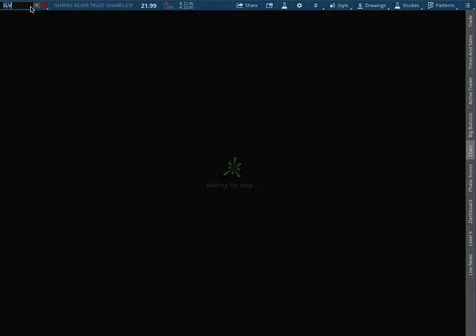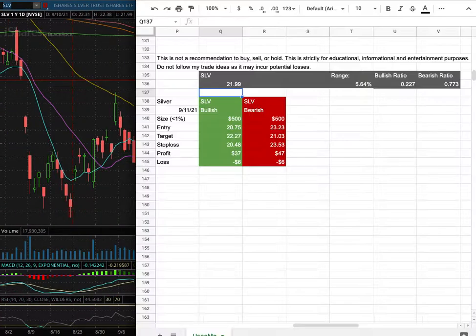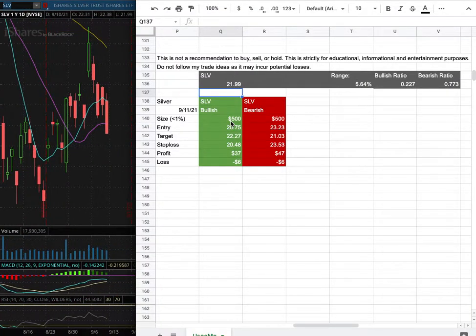As with the trade idea, I'll be trading SLV, and my position size for it is less than 1% of my portfolio. My long entry is at $20.75, my sell target is at $22.27, my stop loss is at $20.48. However, if I were to open a short position, my entry is at $23.23, my sell target is at $21.03, and my stop loss is at $23.53.